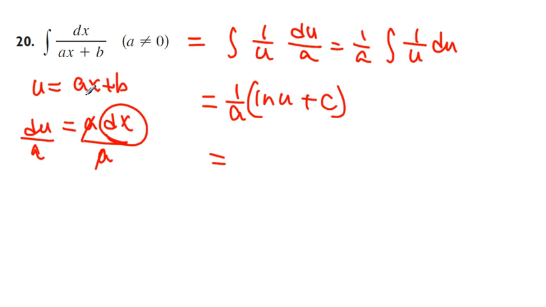Now since u is equal to ax plus b, we're going to have 1 over a times ln of absolute value, just to make sure that the inside values are positive, ax plus b, plus c. Right, that becomes our final answer.